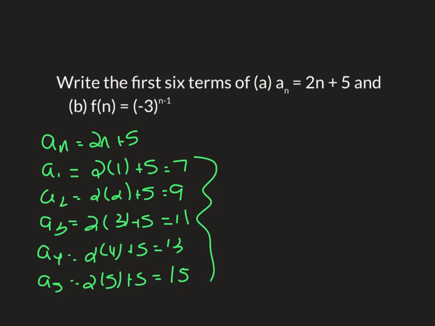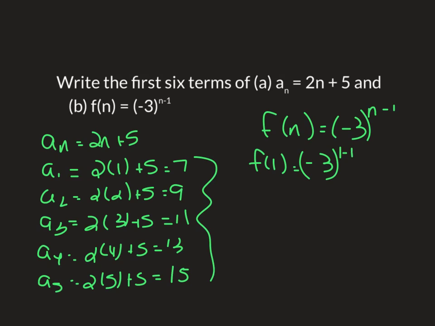The second one, I'm doing this one now. F of n equals negative 3 to the n minus 1 power. And so I'm going to plug a 1 in first. So I'm going to do f of 1. If I plug 1 in, my exponent gives me 0. Anything to the 0 power is 1. I'm going to do the same thing with 2 now. So I'm going to do negative 3 to the 2 minus 1 power. Now, 2 minus 1 is really 1. Negative 3 to the first power is negative 3.